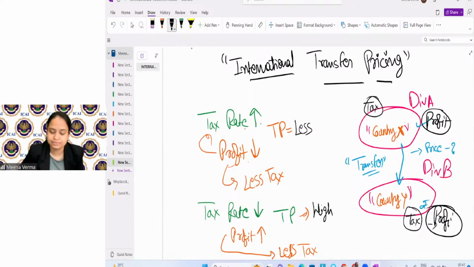Then what will happen? Transfer price will be high in one case and transfer price will be less in another case. All right. Okay. Now what is happening here? This is how you have to decide. Ab dekho, we have two countries. One is receiving the goods, and one is transferring the goods.